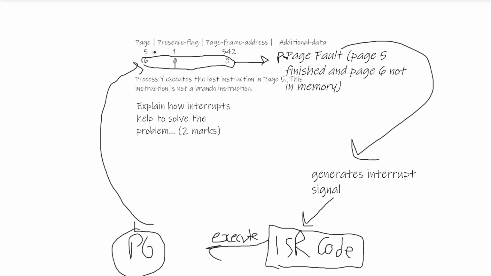So again, 1 mark for saying when there's an attempt to load an instruction for a page which is not in memory, 1 mark for saying a page fault occurs, or you can say page 5 finishes execution. Generates an interrupt signal, ISR code is executed, which causes the operating system to kick into gear. The kernel will basically be responsible for that aspect, which will then be loading page 6 into memory.